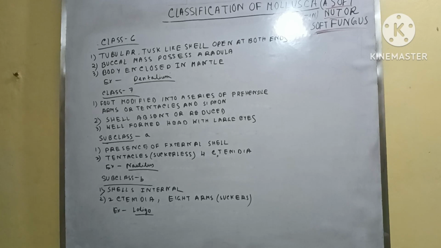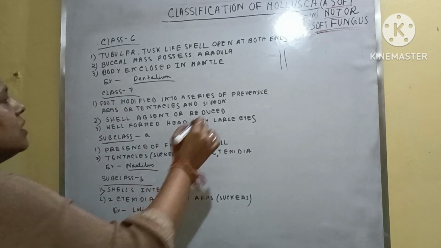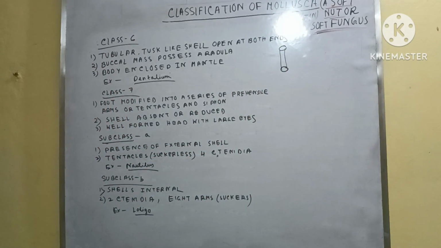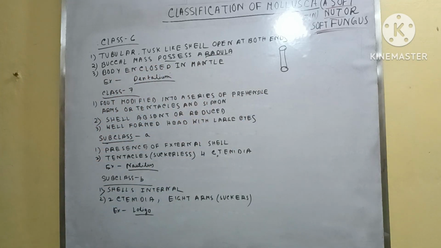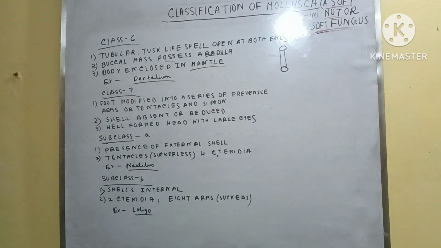And the next class. So here first one is the Scaphopoda. The features are a tubular and tusk-like shell, but open at both ends. Second point is that the buccal mass possesses a radula. Radula is present here and the body is enclosed within the mantle. Clear? So example is the dentalium.